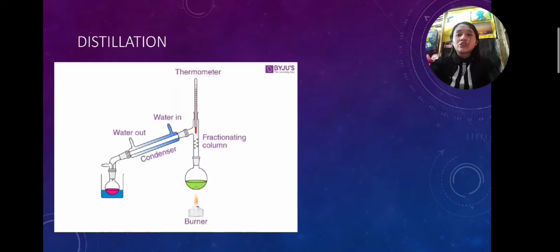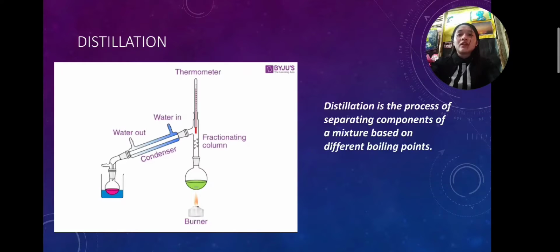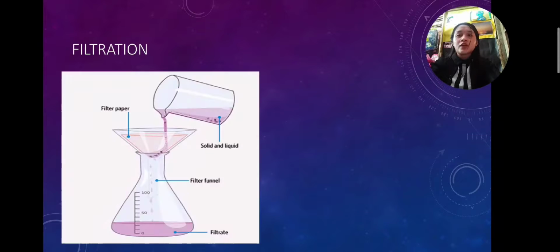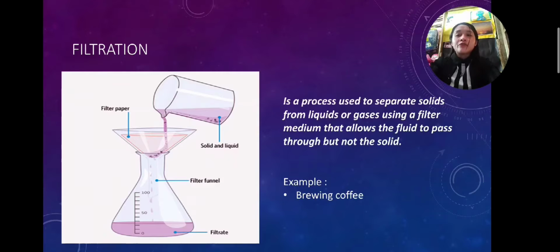So we have the distillation. In physical change, we have the distillation. So distillation is like this. We can use the thermometer, water in, water out, condenser, fractionating column, and burner. So distillation is the process of separating components of a mixture based on different boiling points. So another example, we have the filtration. Filtration, you are familiar with it, where we use a funnel. Filtration is a process used to separate solids from liquids or gases using a filter medium that allows the fluid to pass through but not the solid.